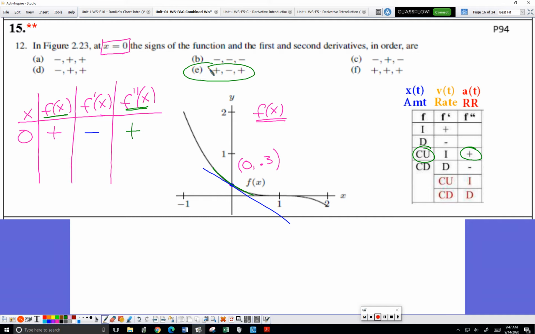Yeah, please. How do you know when to do tangent slope and then concave up, like for f prime and f double prime? Why can't you do tangent slope on f double prime, for example? How do you know when to do each one? Gotcha. Really well phrased question.